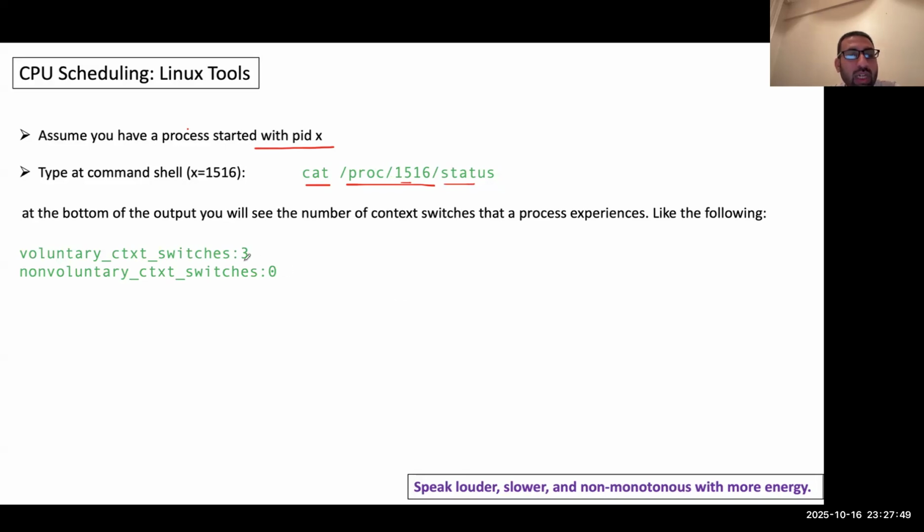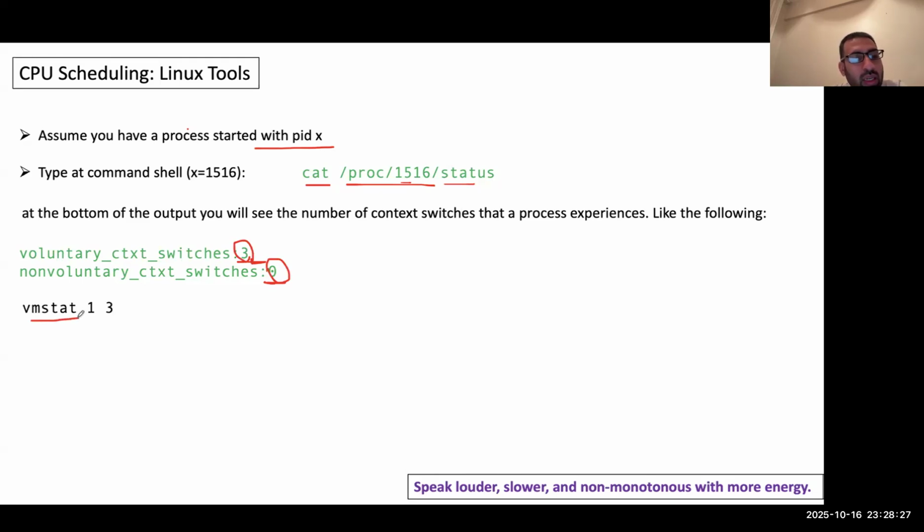So it will basically tell you that since the start of the process, you have three voluntary context switches, and for example here zero non-voluntary context switches, right? So it is telling you how many context switches this process has experienced since it was launched, and the type of those context switches. It means that it was never preempted, and three times it voluntarily released the core, the CPU.